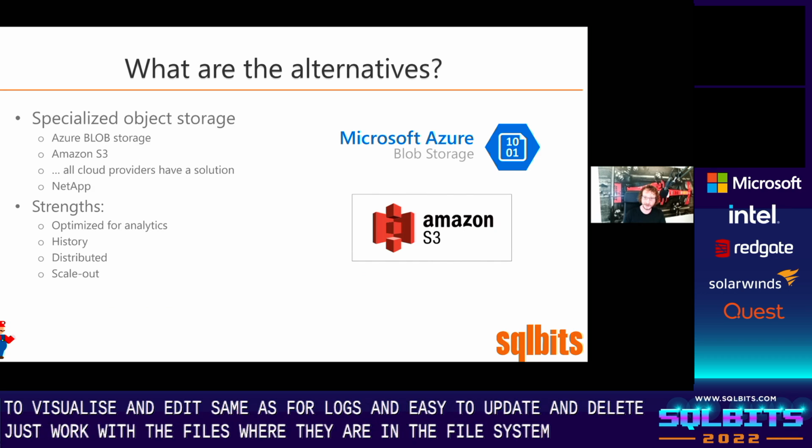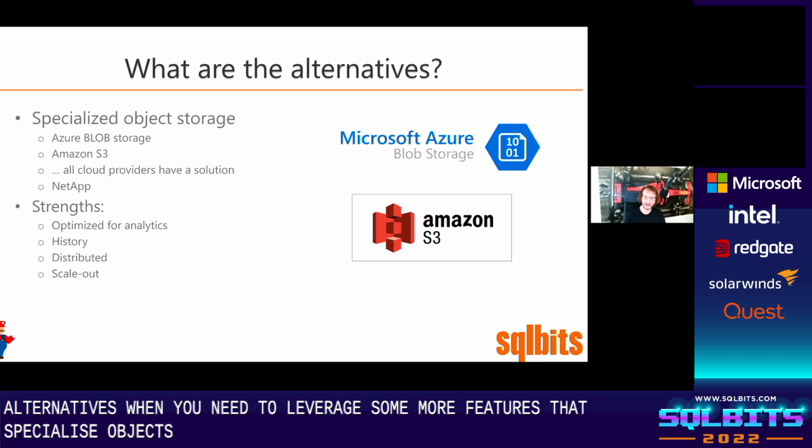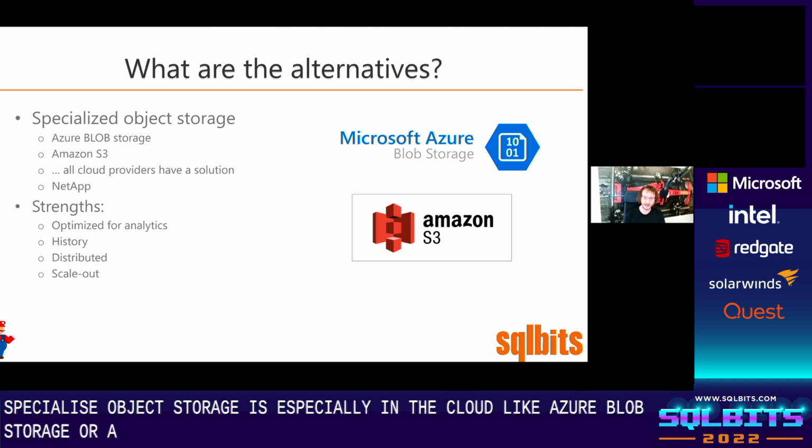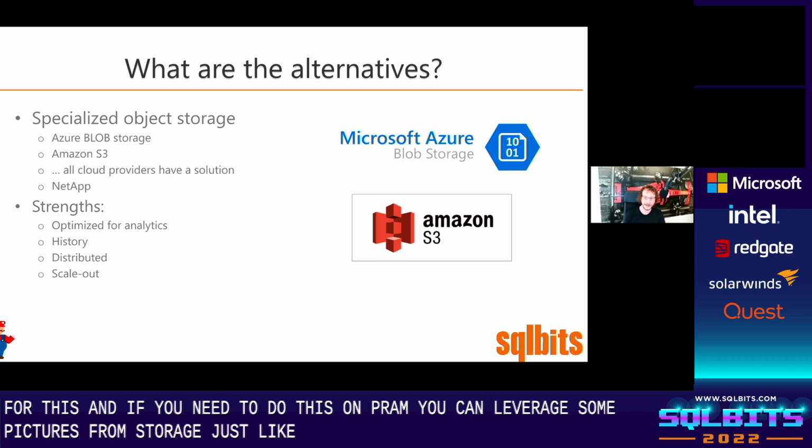There are some alternatives when you need to leverage some more features. There are specialized object storages, especially in the cloud, like Azure Blob Storage or Amazon S3. And honestly, all cloud providers have a solution for this. And if you need to do this on-prem, you can leverage some features from storages like NetApp, or even others have a solution for this.